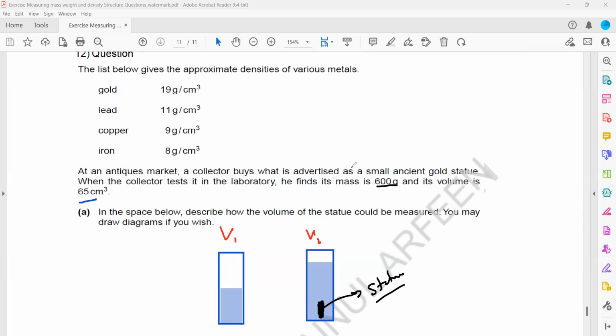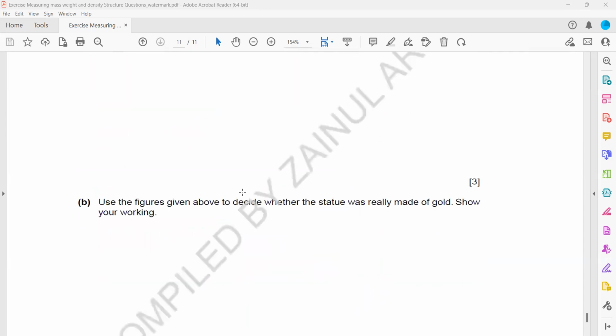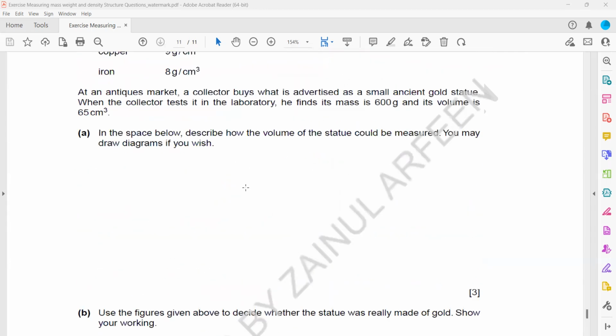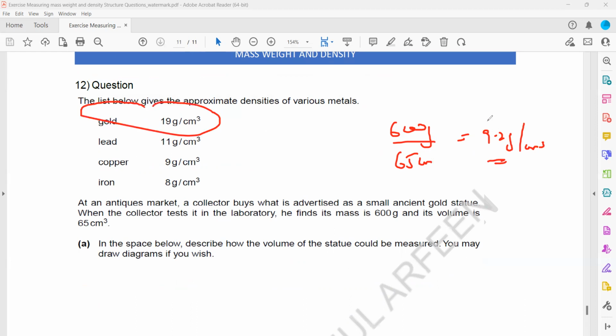Then use the figure given above to decide whether the statue is made from gold. So how do we know if the statue is made from gold? We find the density of the statue. The density is mass over volume, so 600 divided by 65, which is 9.2. So 9.2 gram per centimeter cubed, but the density of gold is 19. The density of gold is 19, but we are getting 9.2. So what is this statue made from? It is made from copper.